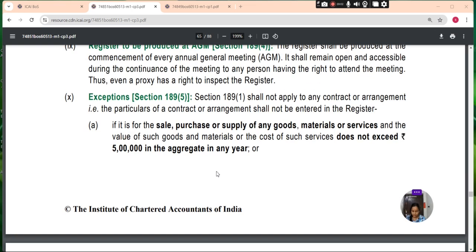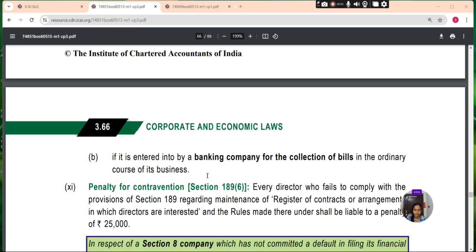Exception: section 189 subsection 5 क्या बोलता है? Section 189 subsection 1 shall not apply to any contract or arrangement, that is, the particulars of a contract or arrangement shall not be entered in the register, if it is for the sale, purchase or supply of any goods, material, or service, and the value of such goods and material or the cost of such service does not exceed 5 lakh in aggregate in any year, or if it is entered into by a banking company for the collection of bills in the ordinary course of its business.